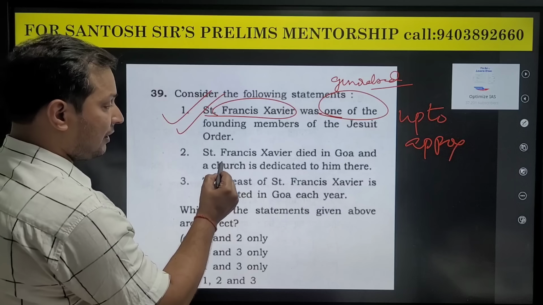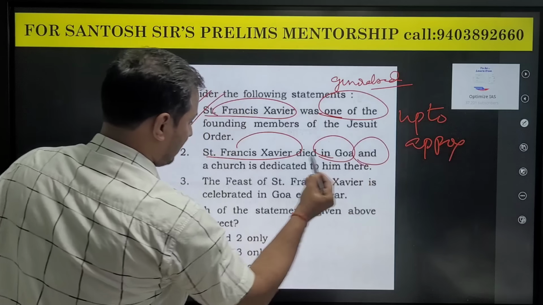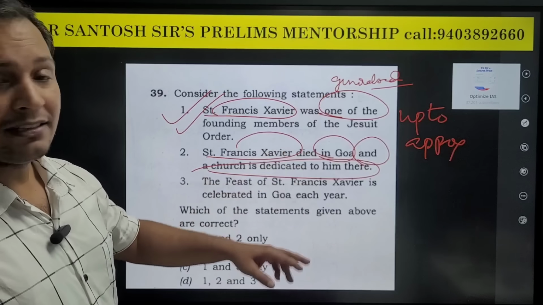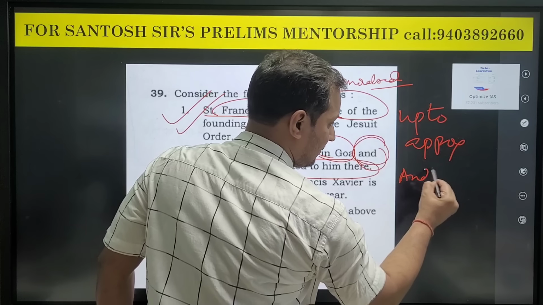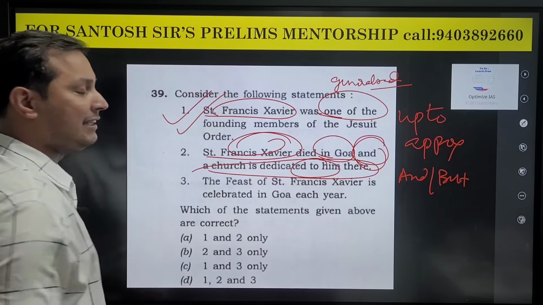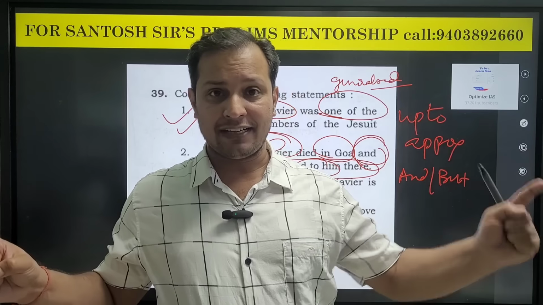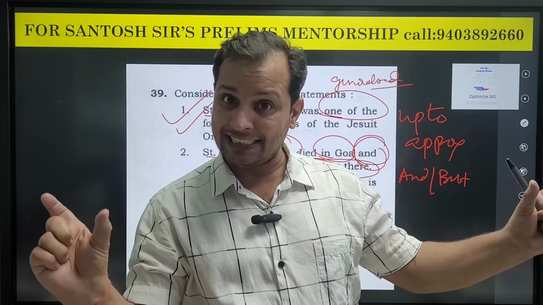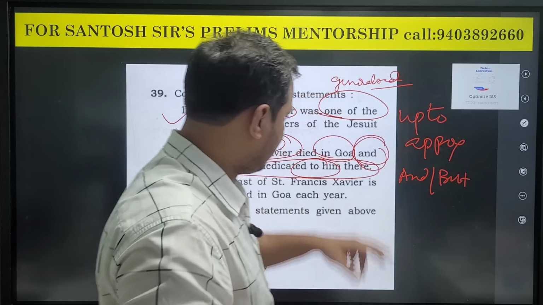Now you can see this: Francis Xavier died in Goa and a church is dedicated to him there. Whenever "and" or "but" is used to connect two facts, here you can see they are connecting two facts. One, Saint Francis Xavier died in Goa. Second, a church is dedicated to him in Goa. Two facts they are adding with "and".